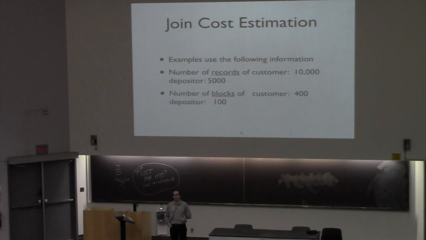Okay, so I have to read, assuming I use depositor as my inner relation, then I need to read the customer relation once, and I need to read the depositor relation 400 times. So that's going to produce 40,000 operations. And then I need to read the entire customer relation once. That's going to be another 400 operations. So in the case of block nested loop join, you're actually better off moving the larger relation to the outside. All right.